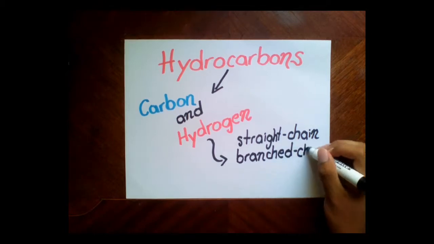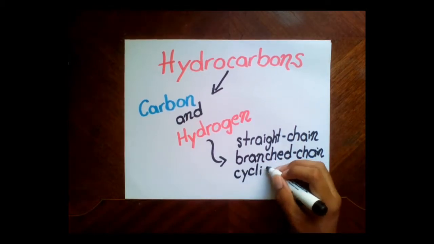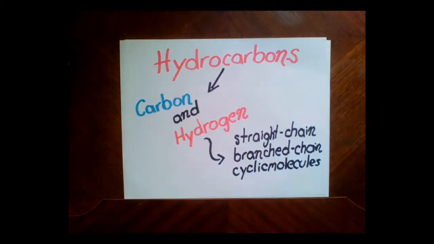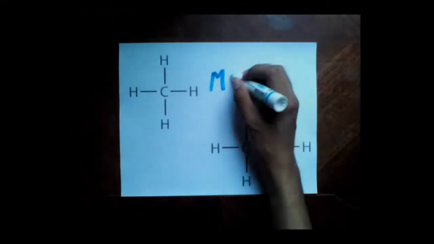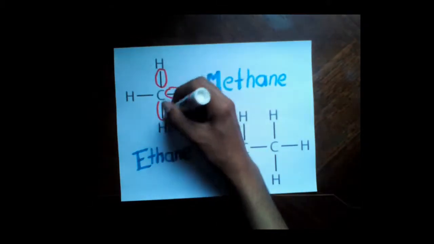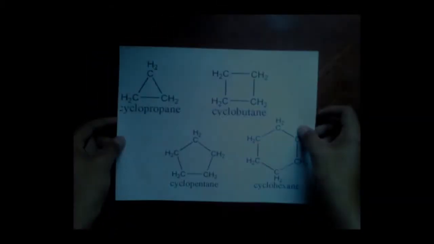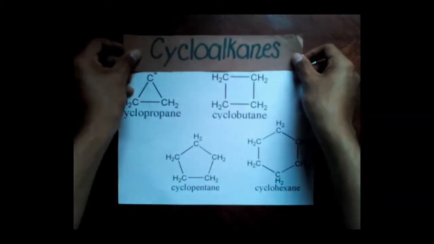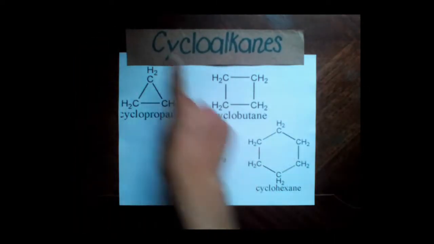They can be straight chain, branch chain, or single molecules. Carbon tends to form 4 bonds in a tetrahedral geometry. Hydrocarbons that have 4 bonds to every carbon atom are called alkanes. These are the least reactive of the hydrocarbons. Cycloalkanes are alkanes in which the carbon atoms join to form a ring. The smallest cycloalkane is cyclopropane.